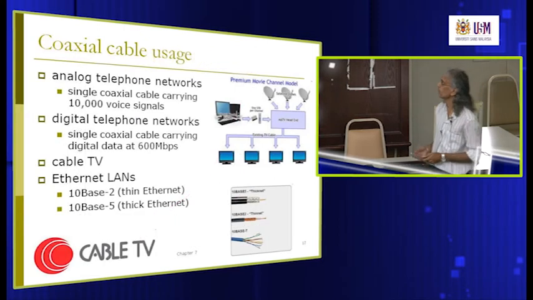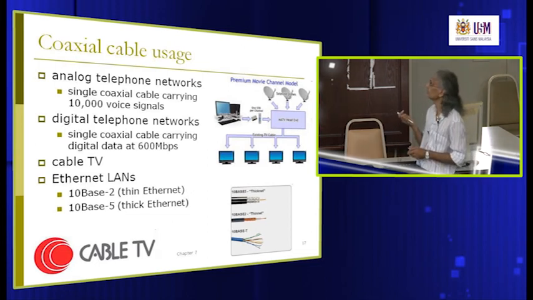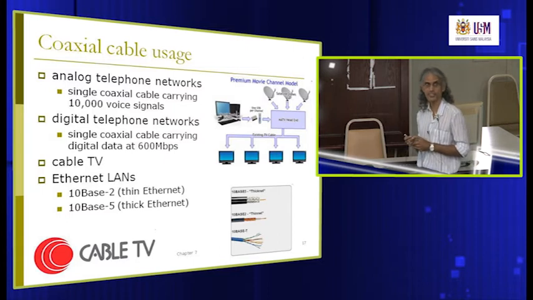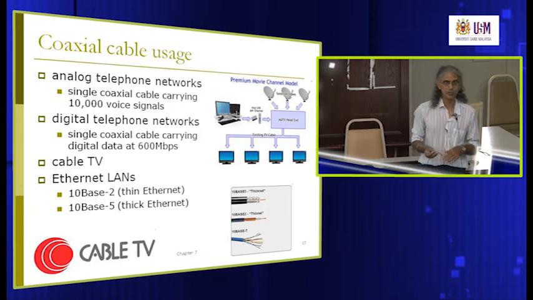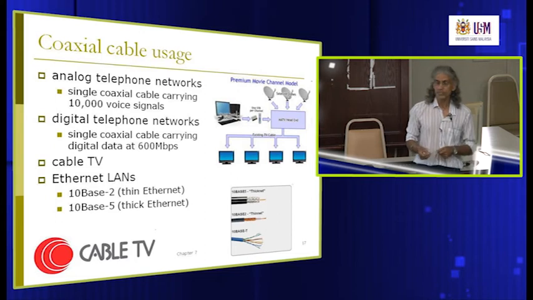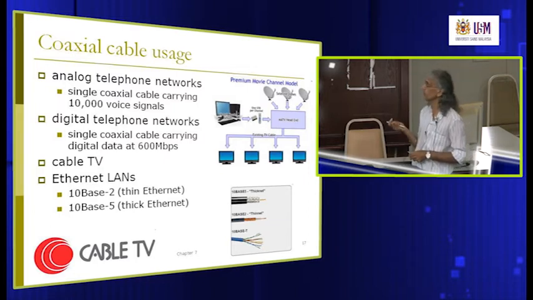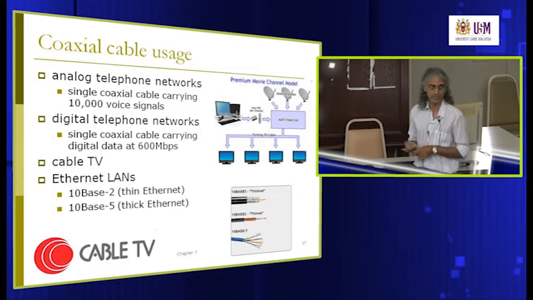So where do we use them? We use them in analog telephone networks, at home and all these things, because the coaxial cable can carry very high bandwidth with high capacity. It can also be used for digital telephone networks. For example, in a company, you have this switchboard to connect all the multiple phone lines together. So it normally uses a coaxial cable. Cable TV, you have heard of that. And also we use coaxial cable for local area networks.